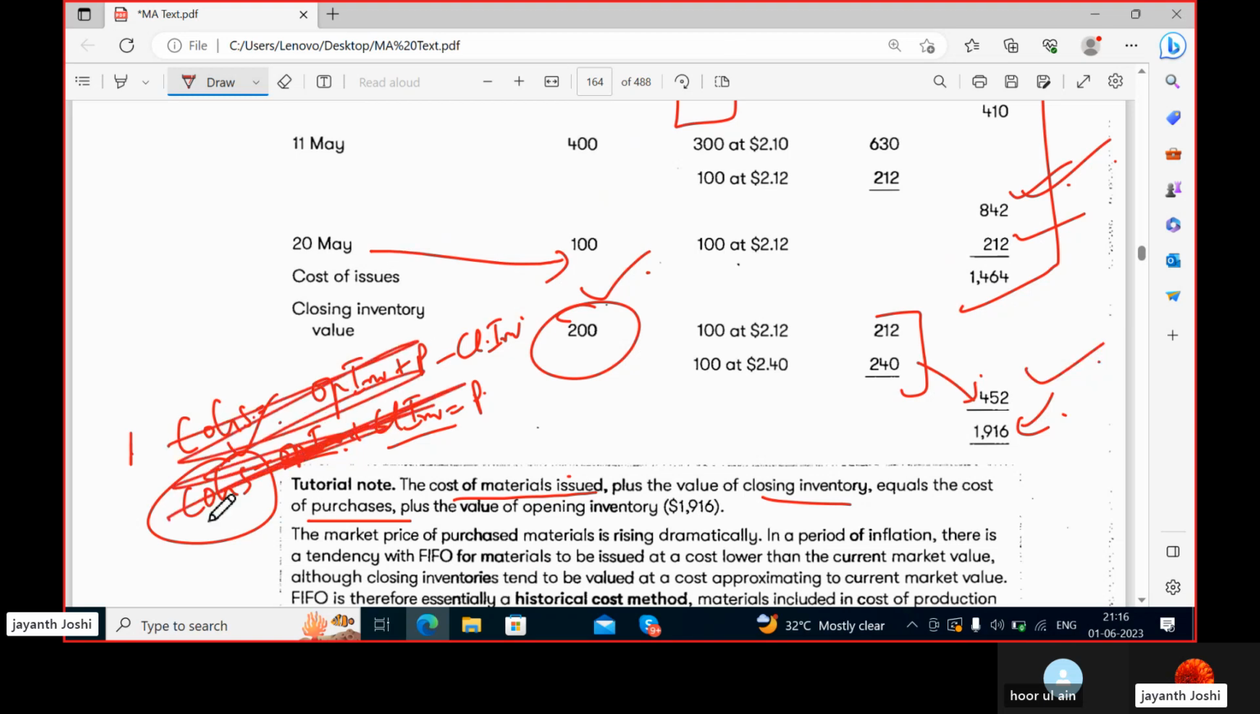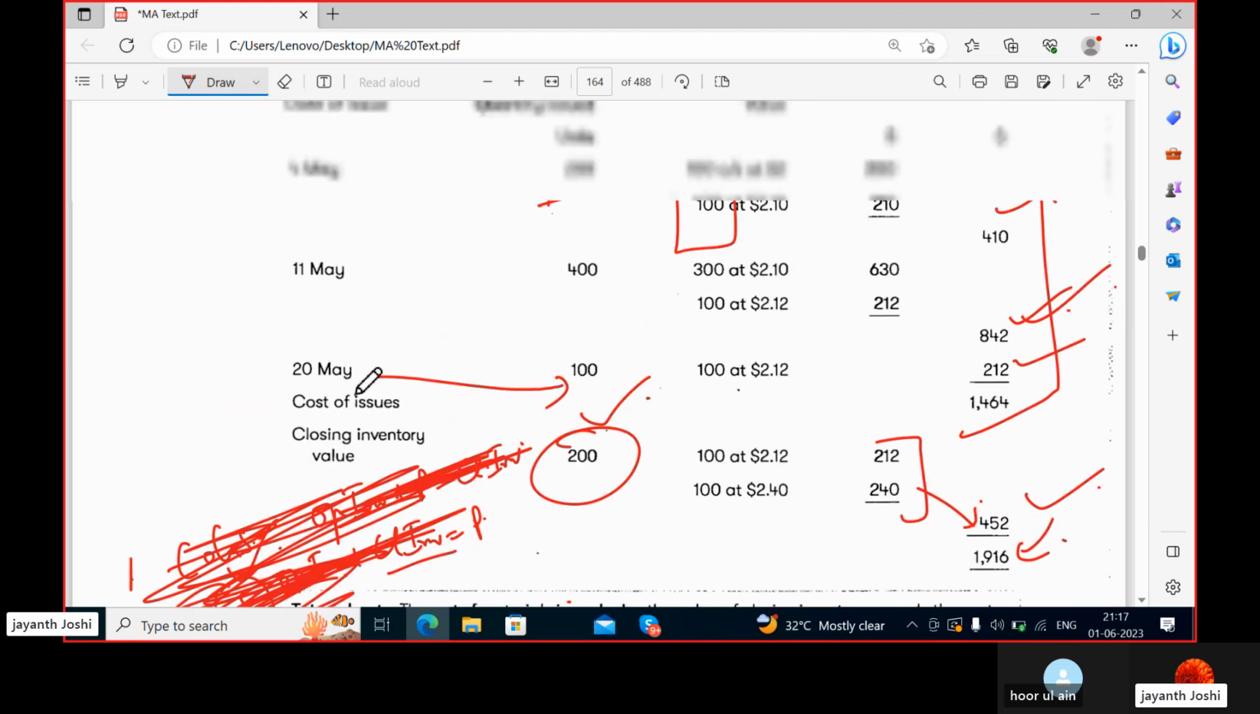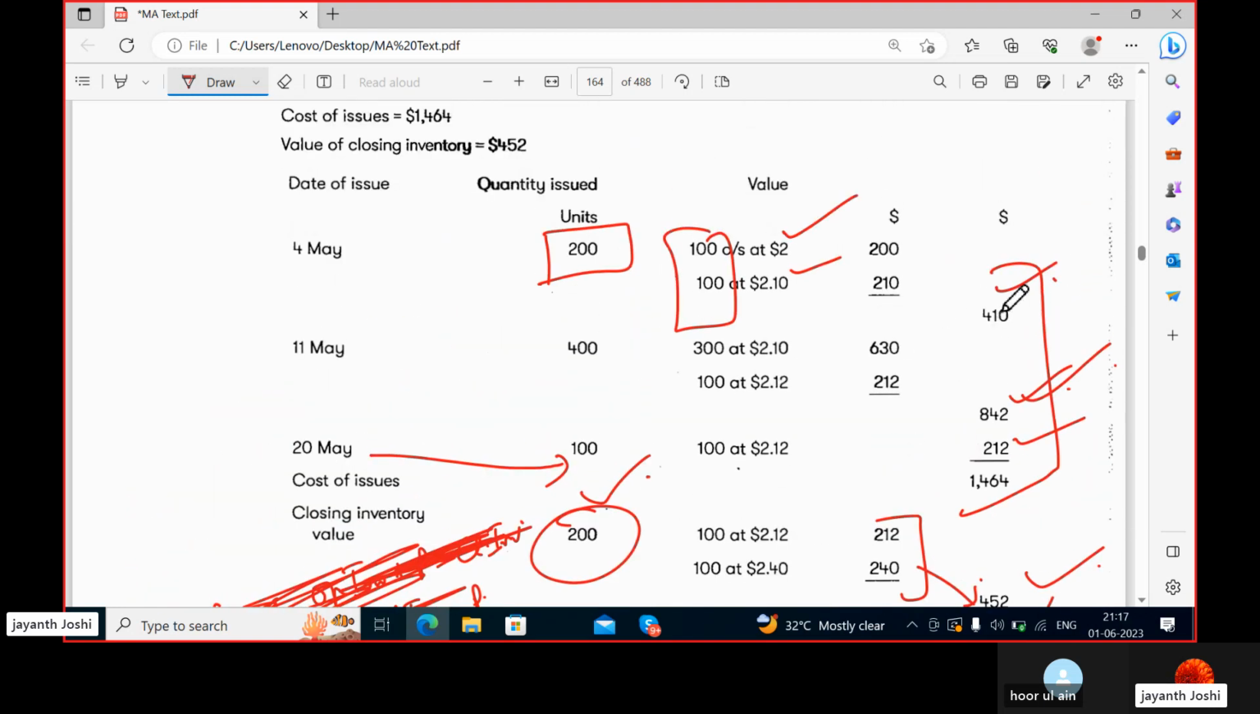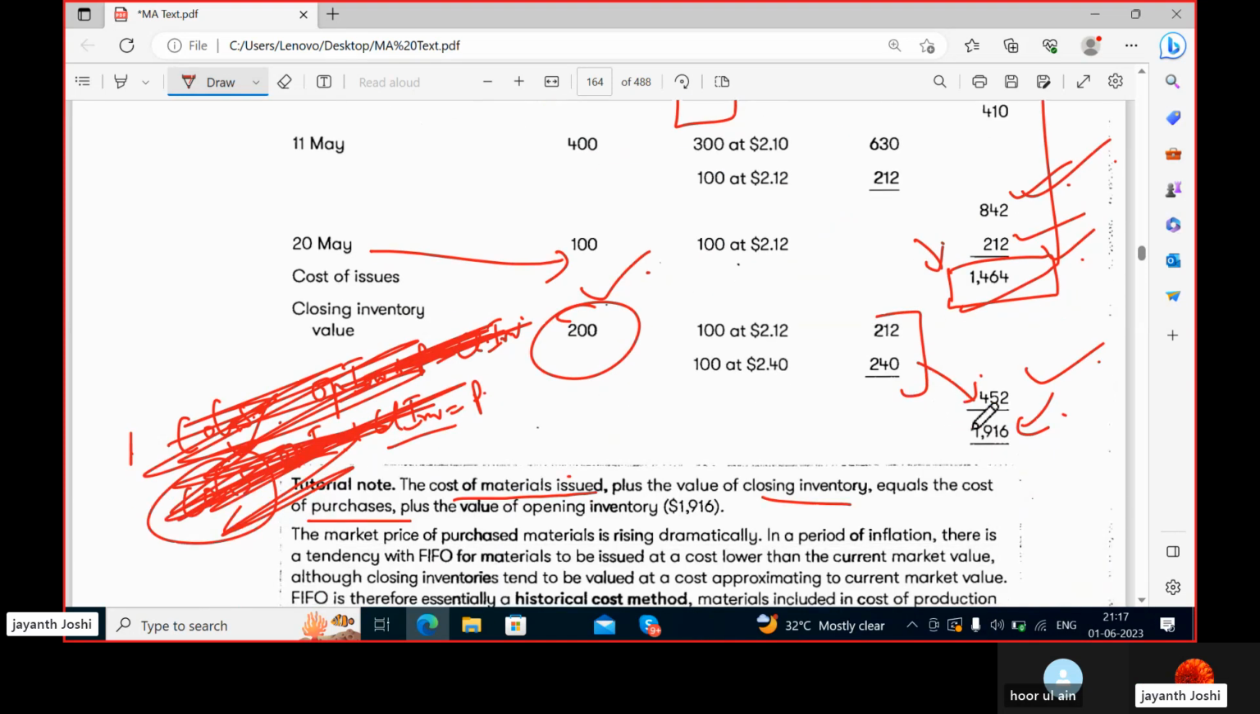Here there's a better explanation for this. That is more than enough to understand. See, this is all you sold, correct? So this is all you issued from the inventory. So what was the cost of issue for you? Hello? Yes, sir. 1464. And what is the closing inventory? What you have at the end? 452.